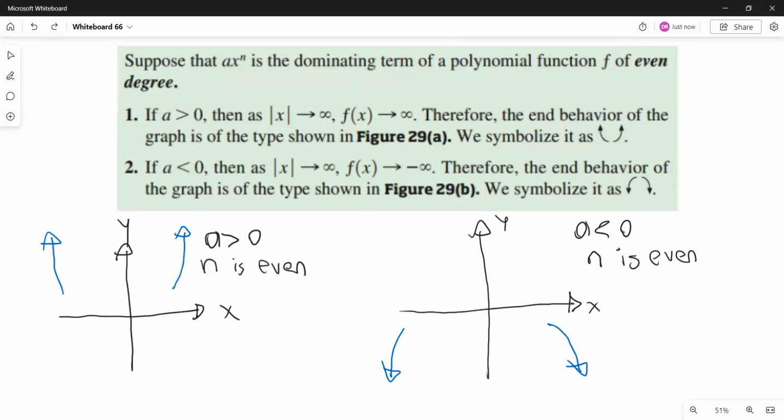So without trying to graph the function, just by using the leading coefficient and the degree, we're going to determine the end behavior. Okay, so there it is.